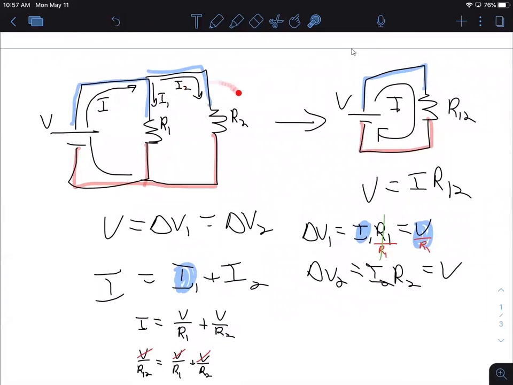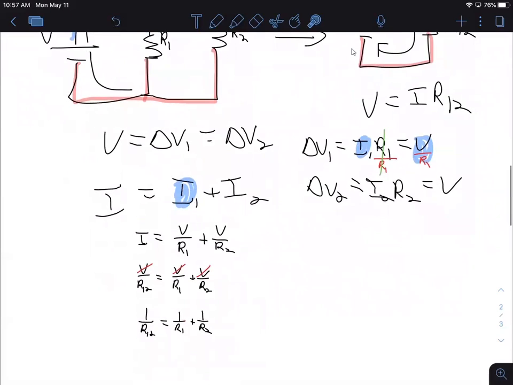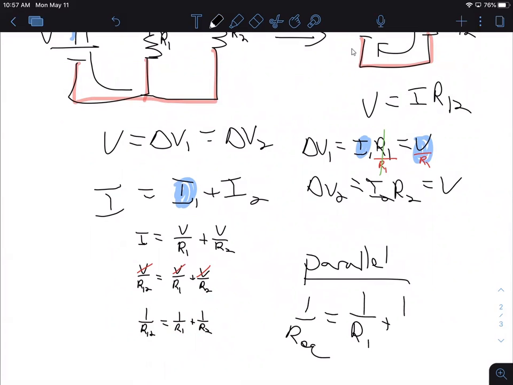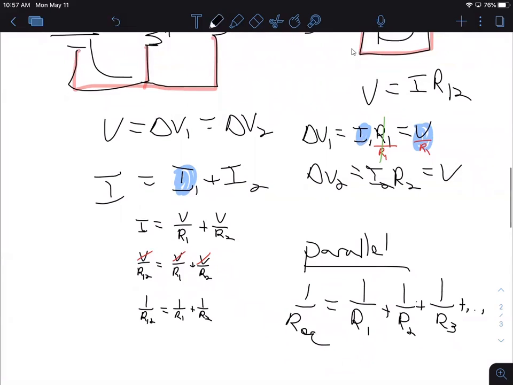I can pretend these two resistors are one resistor, and this is how I would find its equivalent resistance. So for parallel, 1 over Req, the equivalent resistance of resistors in parallel, is this relationship. There's no easy way, I can't say it's just the sum of the resistances upside down. Plus 1 over R3, plus, and I would go on and on if I had more resistors all in parallel, all changing the voltage by the same amount, same potential difference.